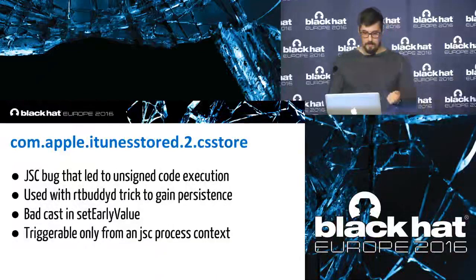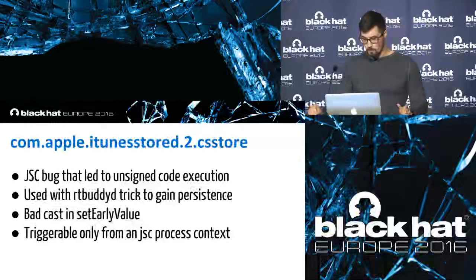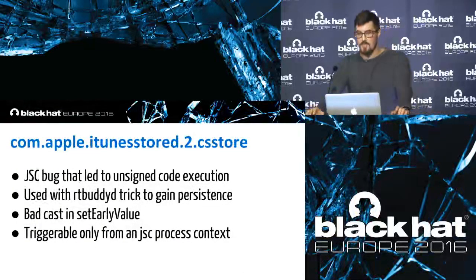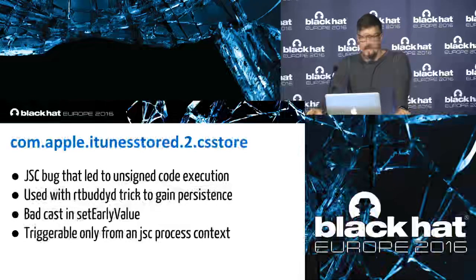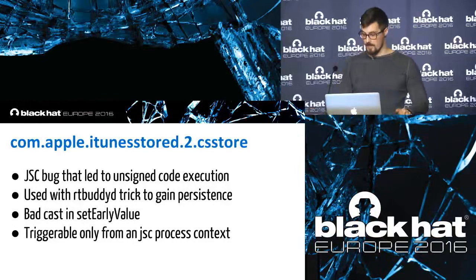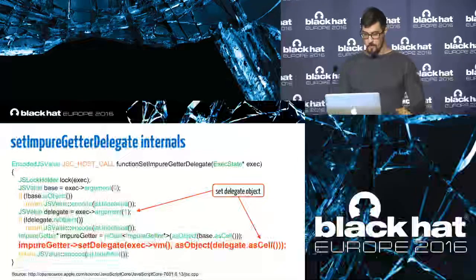So as I say, it's a JavaScript that triggers a bug that allows unsigned code execution. In combination with the RTBDD trick, it can be used to achieve jailbreak persistence. The problem is the bad cast in setEarlyValue, and fortunately in this case, it's triggerable only from the JSC binary process context.